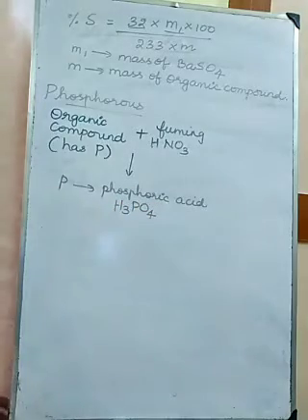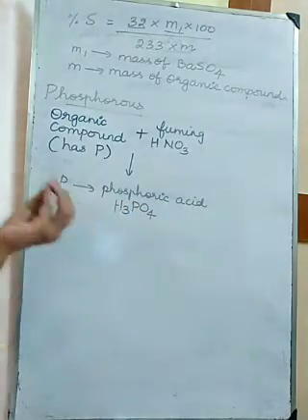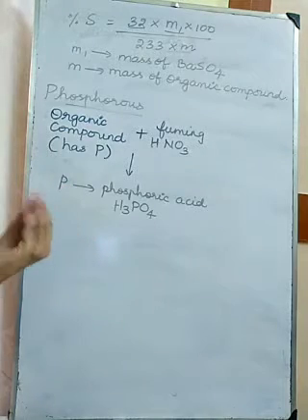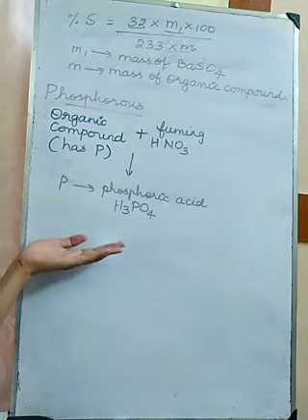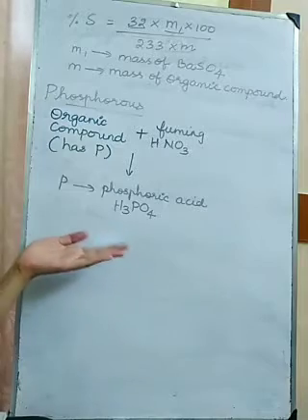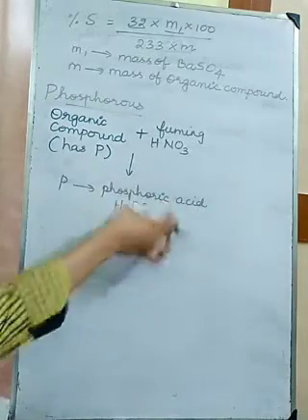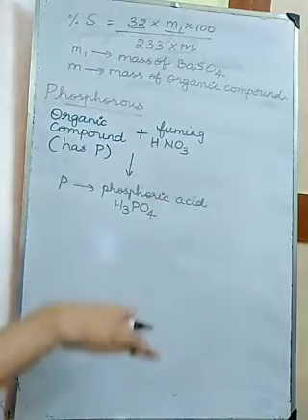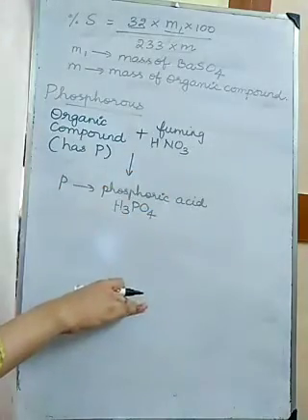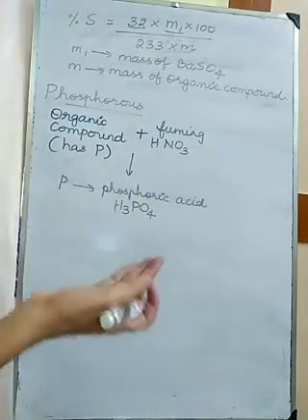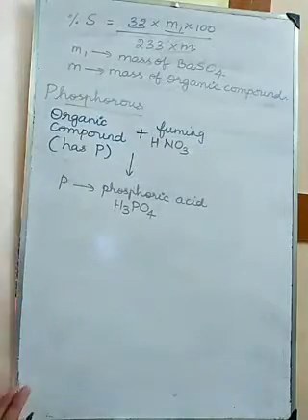H3PO4. Okay, so phosphoric acid means it will be in the solution form. So in the solution form, it will be difficult to take the weight and all. So what should we do? We have to precipitate this in the form of a solid. If you precipitate it, what will happen? We can easily take the weight, and from the weight you can easily estimate the amount.